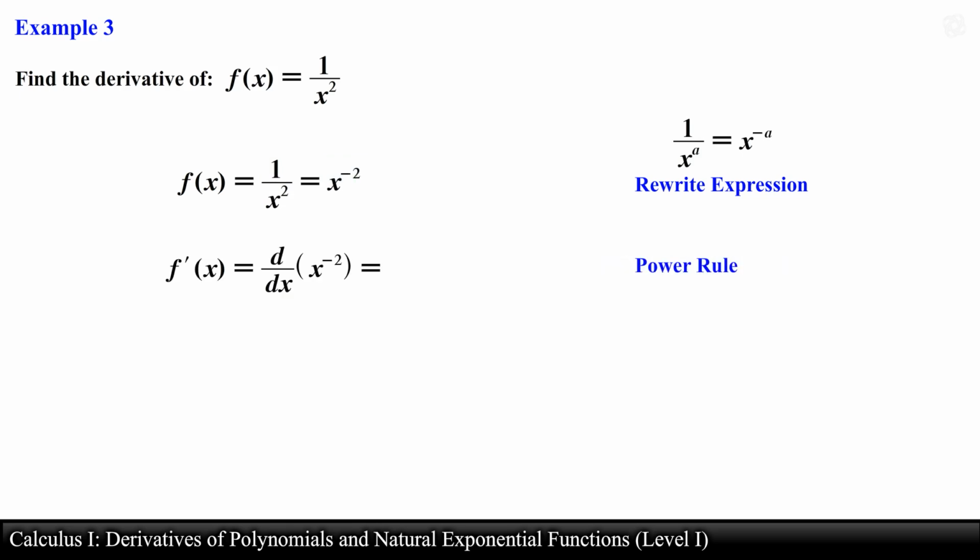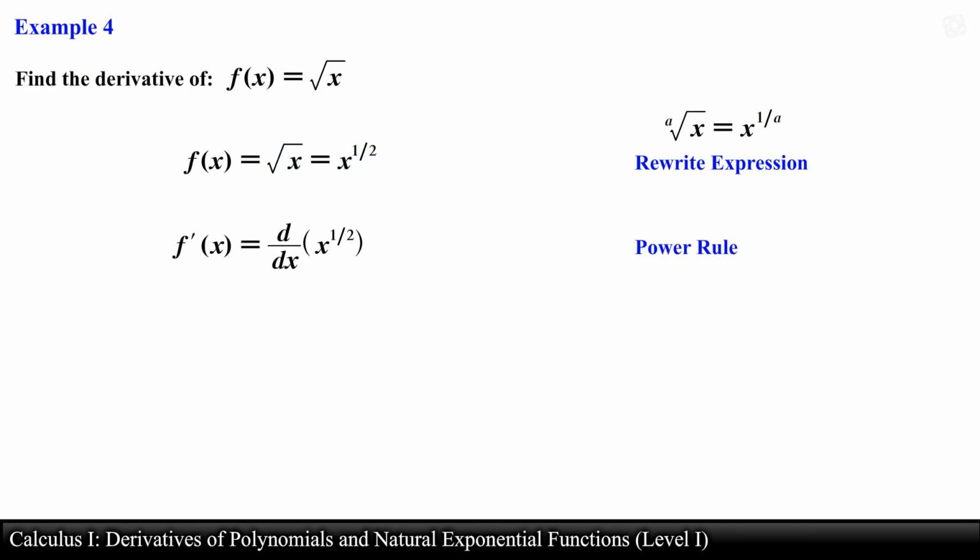Now we can apply the power rule. So we bring down the negative 2 and multiply it by x raised to the power of negative 2 minus 1. Notice that we are actually adding two negative numbers, so be careful. Simplifying the expression, we have that the derivative of the function is going to be equal to negative 2 over x cubed. Alright, let's try the next example.